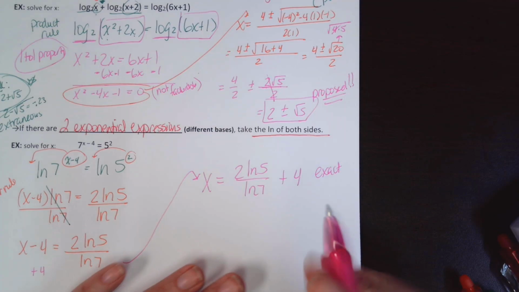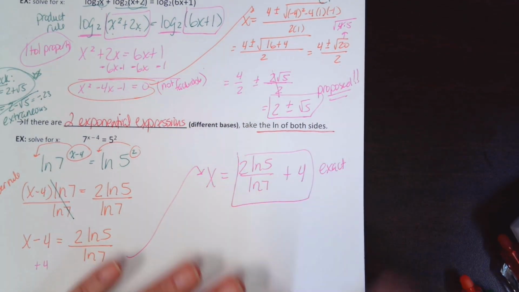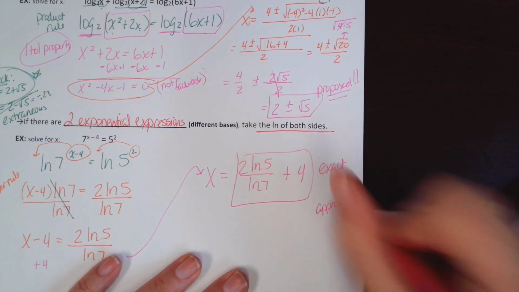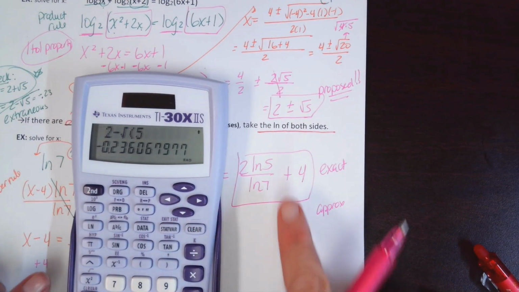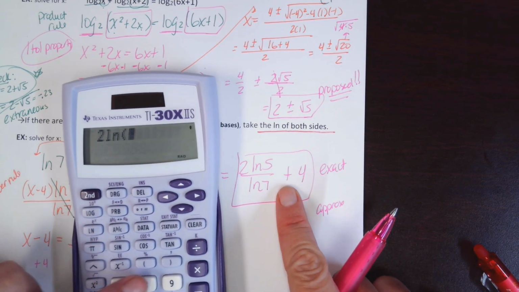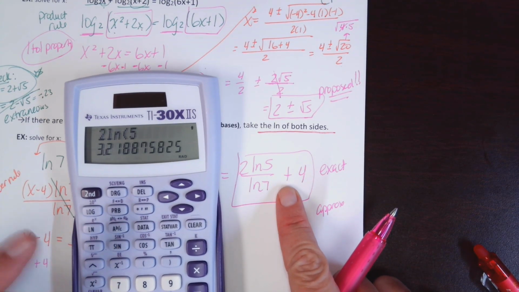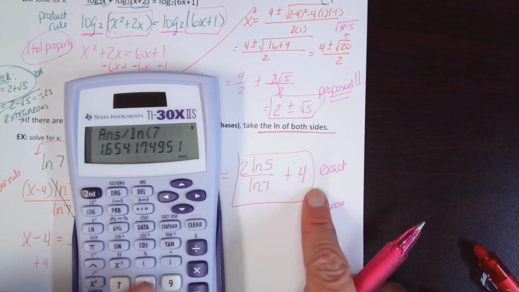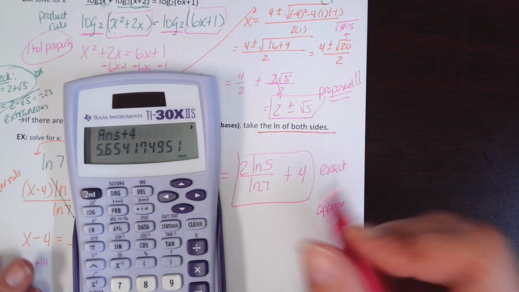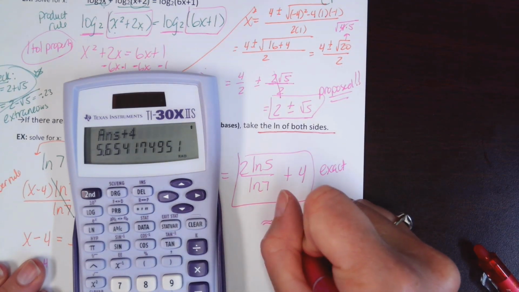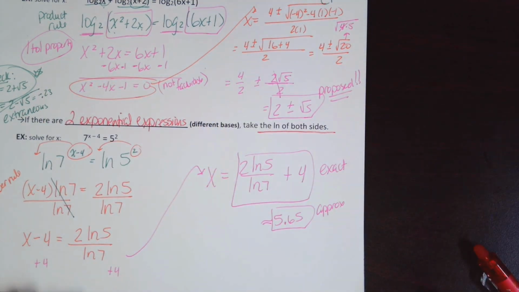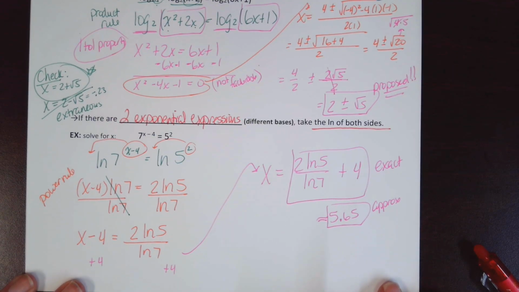Now I gotta pay attention to my order of operations. If I ask you for an exact answer, there it is. If I want to round it to 2 decimal places, I've got to plug it into my calculator. Order of operations matters. 2 times natural log 5, enter, divided by natural log 7, enter, plus 4. So I get approximately 5.65. So depending on what kind of answer you want, you get either an exact or an approximate answer.